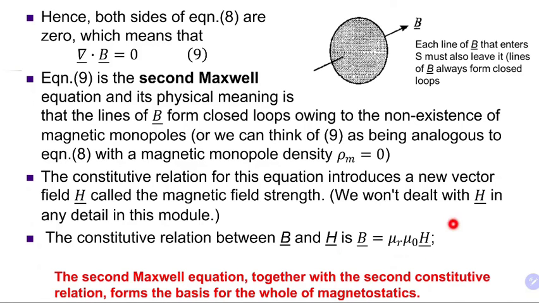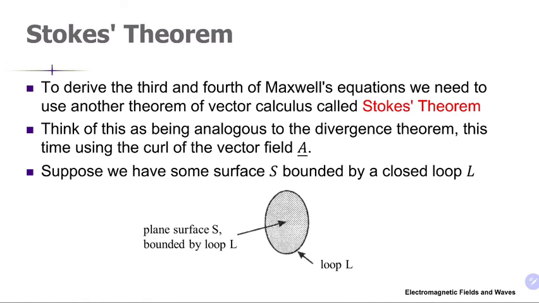And then the second constitutive relation, we have the magnetic flux density B equals mu r mu naught times the magnetic field intensity H. And then we have the Stokes theorem. So to derive the third and fourth Maxwell equations, we need another vector calculus theorem called the Stokes theorem. So suppose we have a surface S bound by a loop L. So we have a surface S. So this surface S will always have a closed loop going around it.